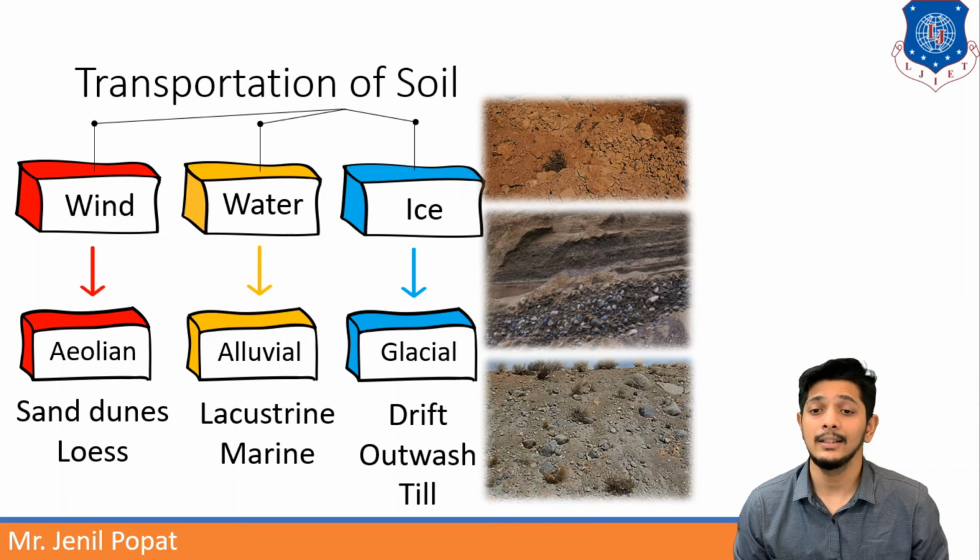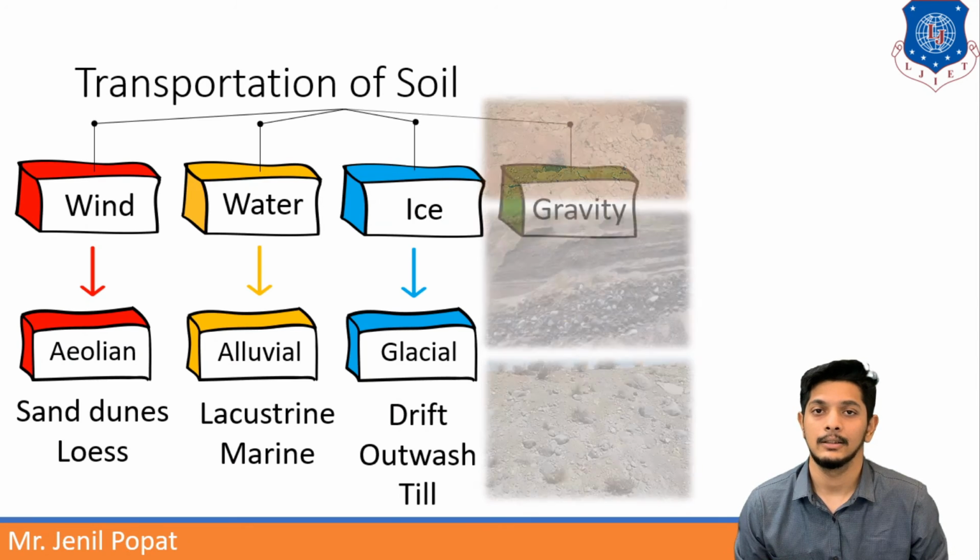You can see in the top picture there is drift, in the middle picture there is outwash. It looks like outwash of the icy surfaces. And the last bottom image is showing till. So these are different types according to ice.